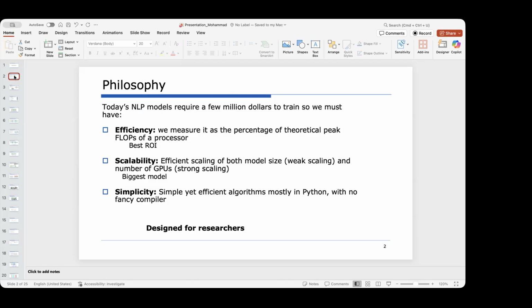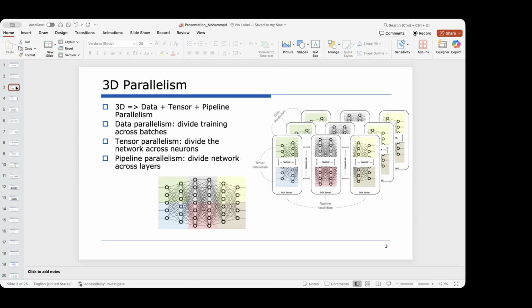And as I mentioned, we didn't want to build a framework from the computer science perspective. We wanted to build something that is good for researchers, and simplicity was very important. So the first step: what is the simplest way, outside of data parallelism, that we're going to do this? We started with tensor parallelism. Then we needed to scale more, so we added pipeline parallelism, and then we added some efficiency with respect to sequence parallelism as well. So our methodology in Megatron-LM counts on 3D parallelism: data parallelism, tensor parallelism, and pipeline parallelism.